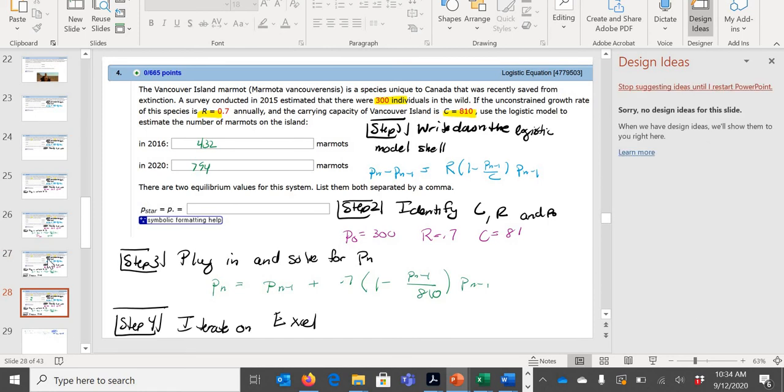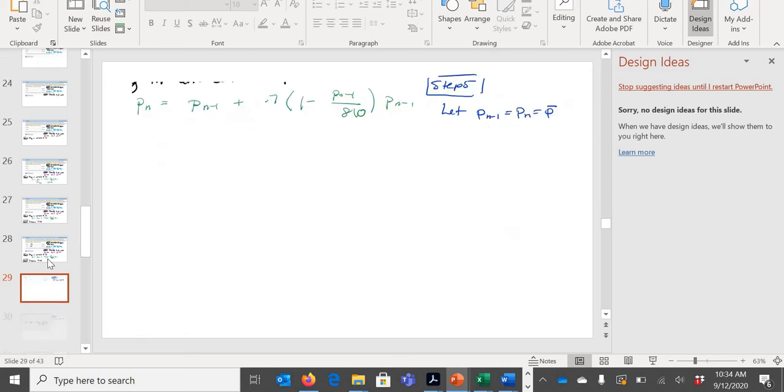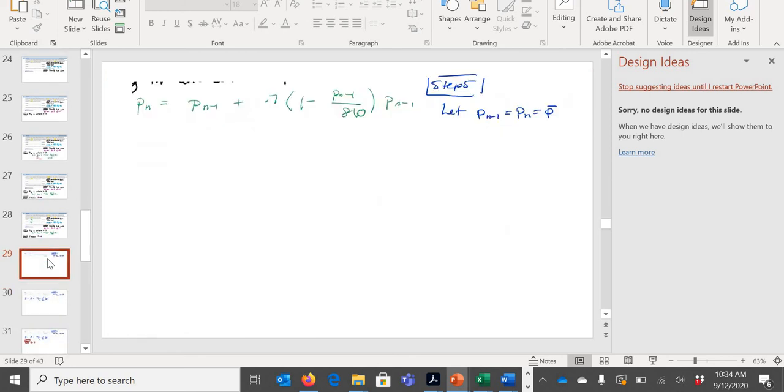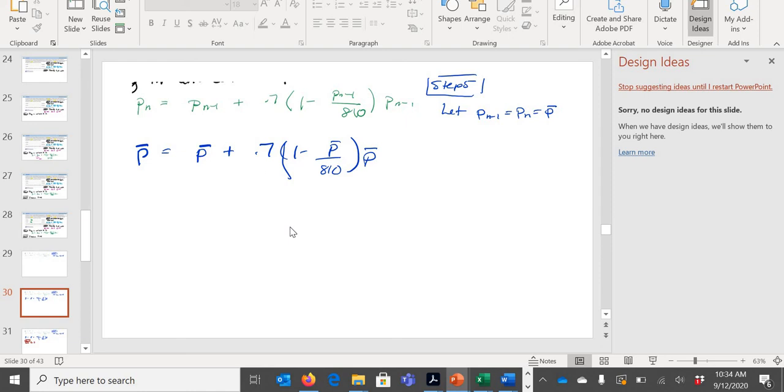The next thing you're asked for is the equilibrium values of the system. I'm going to show you how to get them from scratch, although the formula for the Verhulst model or the logistic model is in your book. So the next step to find the equilibrium value is you first let Pn minus 1 and Pn be equal to each other, and call it P bar. You replace anything in this equation that has an n, sub n in it, with P bar. So that's what I did here.